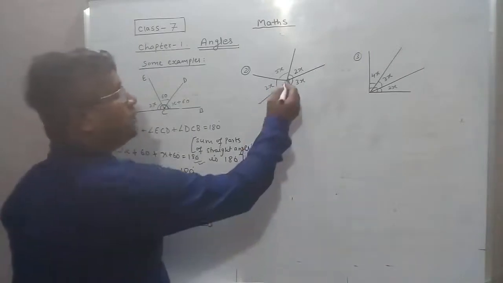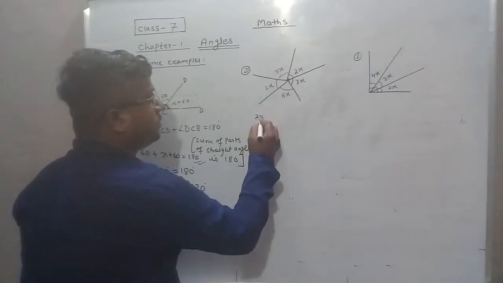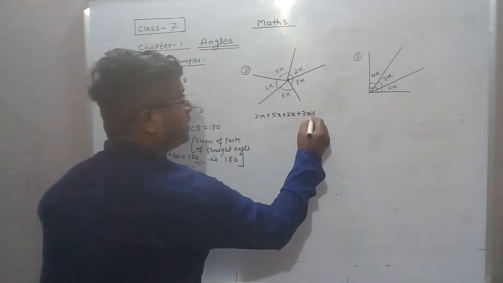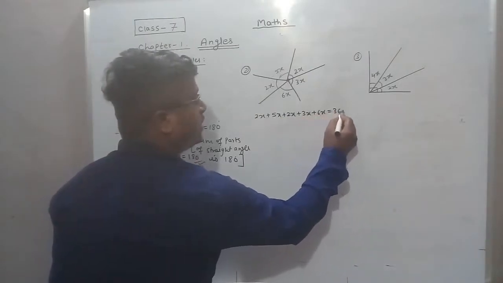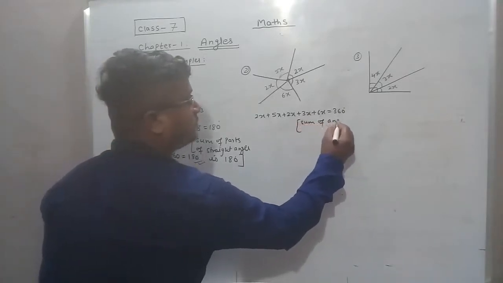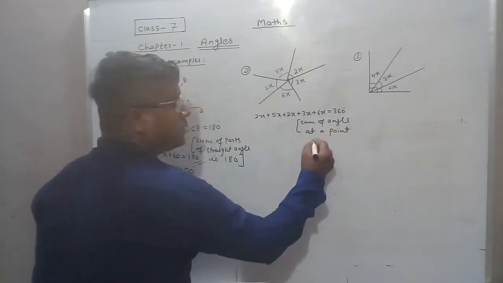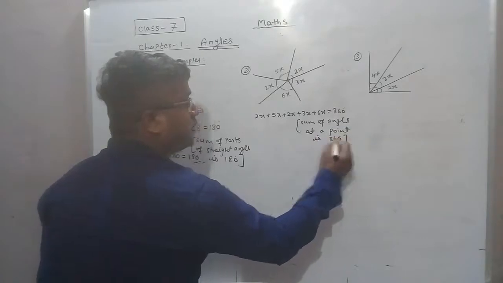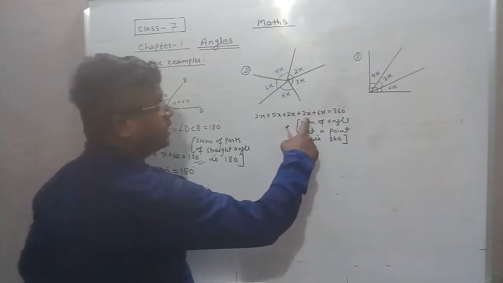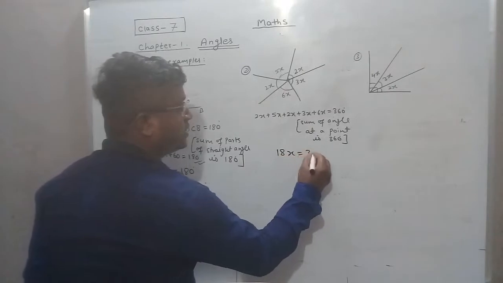Similarly, the next example is here. It is a point, and around this point there are many angles. What we know is that the sum of angles at a point is 360 degrees. So if we add all these angles, that is 2x plus 5x plus 2x plus 3x plus 6x, it must be equal to 360 degrees, because the sum of angles at a point is 360 degrees. So how much is it? 2x plus 5x is 7x, plus 2x is 9x, plus 3x is 12x, plus 6x is 18x. So 18x is equal to 360 degrees.